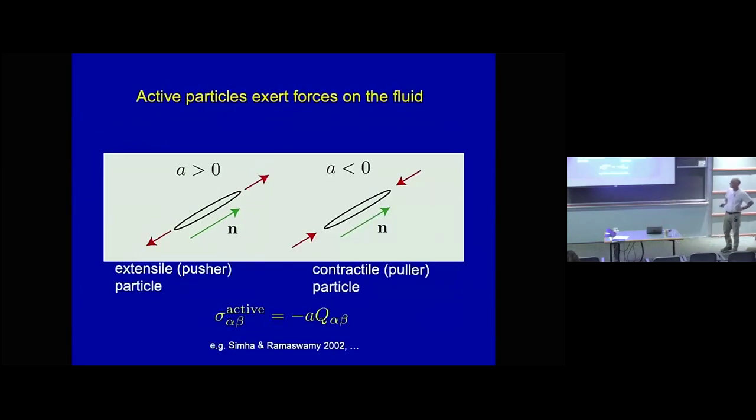This is the paper I wanted to mention. It was from 2002. Again, this is really just to set the notation. When A is positive, we're talking about extensile particles, like those microtubules. And these particles exert forces on the fluid. If it's contractile, it goes the other way.